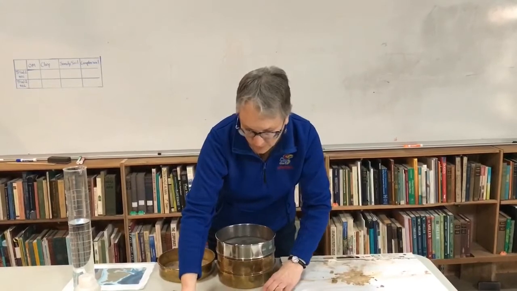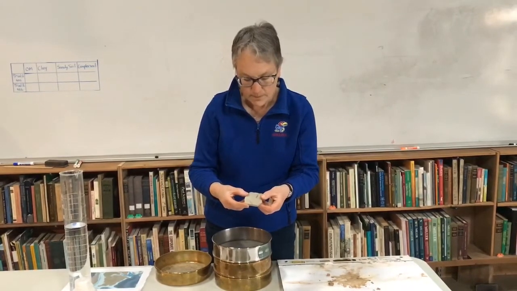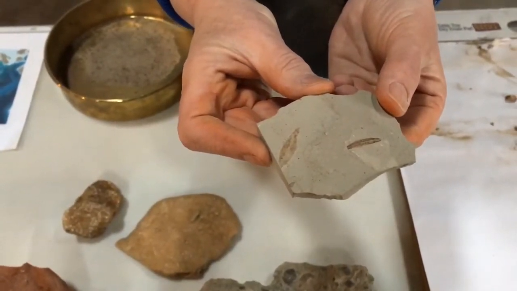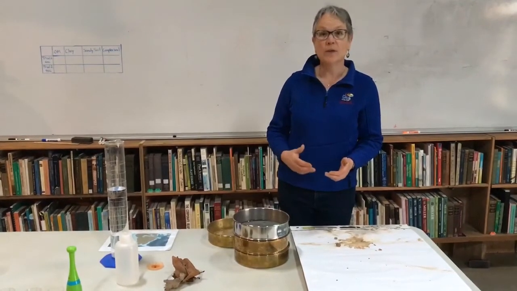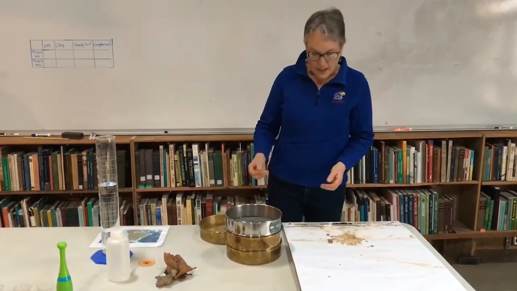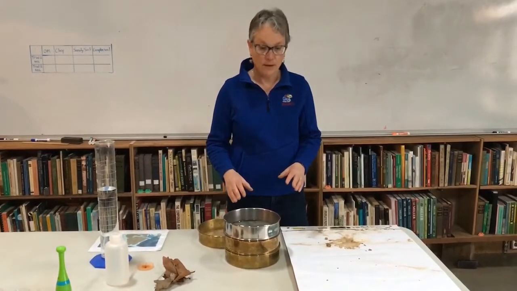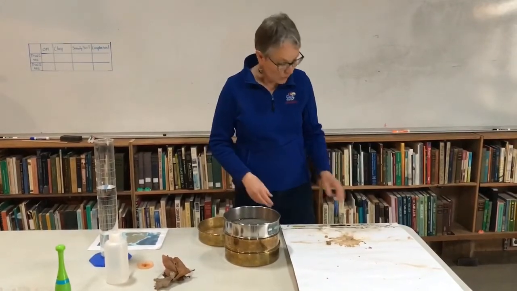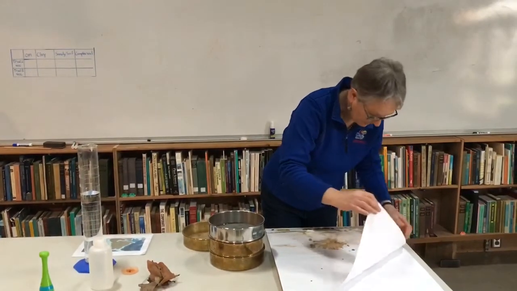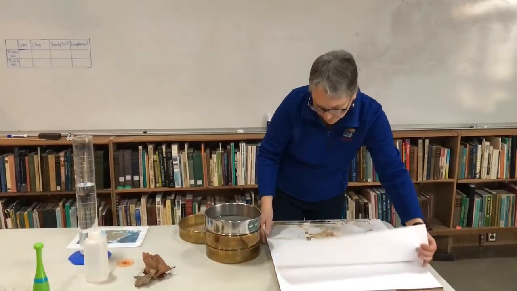And then here we can see the impression of leaves from millions of years ago in this rock. So soil scientists try to understand the kind of soil that they are working with in a lot of different ways. And so one of the ways is to see how the different parts of soil separate based on size. So what we're going to do is take our pieces of rock that we've broken up, and put them in this sieve, this set of six.